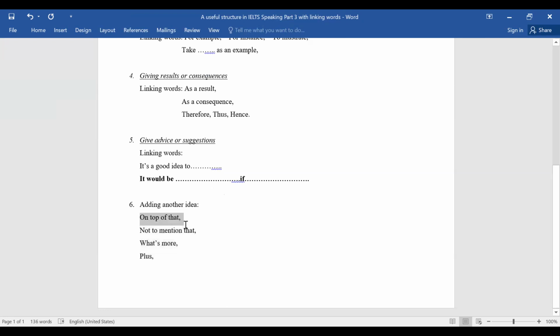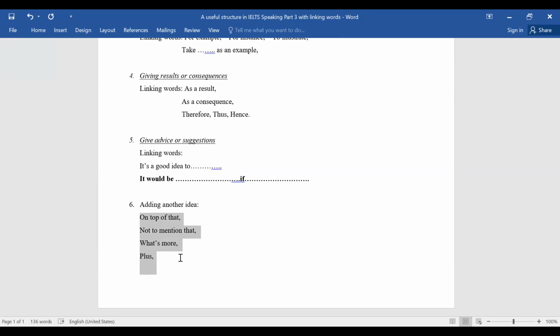Here we have, for example, I may say, she's very smart. On top of that, she's cute. Or, he's very hardworking. Not to mention that, he's rich. Or I may say, IELTS is very interesting. What's more, it is very important. And then you have plus and besides. They are the linking words that are very suitable for speaking, but not very suitable for writing.